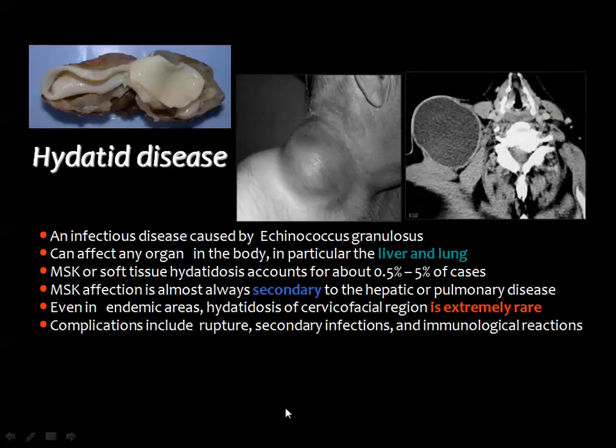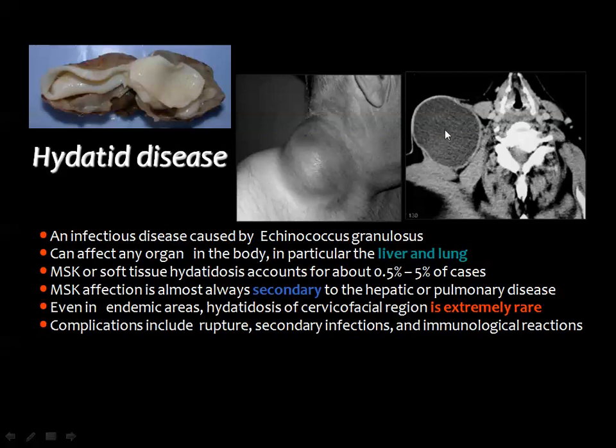And hydatid disease is rare in the neck, but sometimes it is seen in clinical practice. Many times this hydatid disease is usually secondary to the presence of hydatid disease in the liver or the lung. Similar to any hydatid cyst located anywhere in the body, it is a well-defined lesion of appreciable wall thickness with clear water content. Sometimes you can see calcium in the wall.